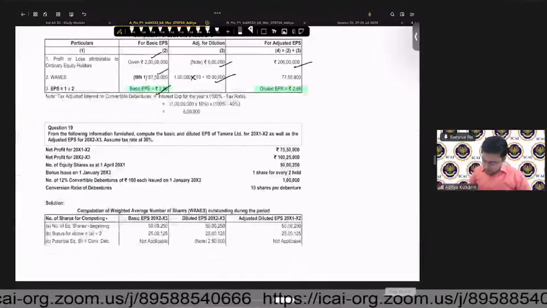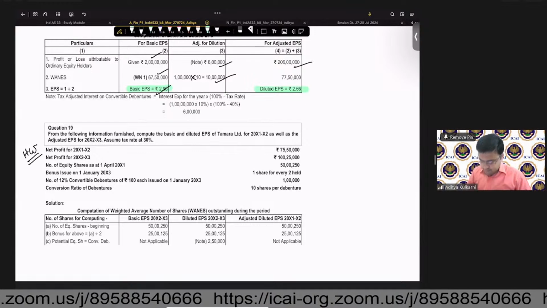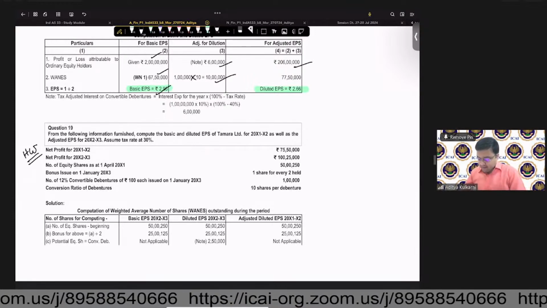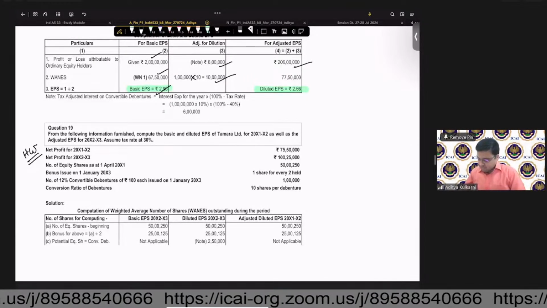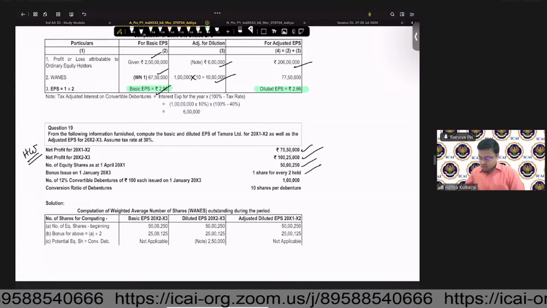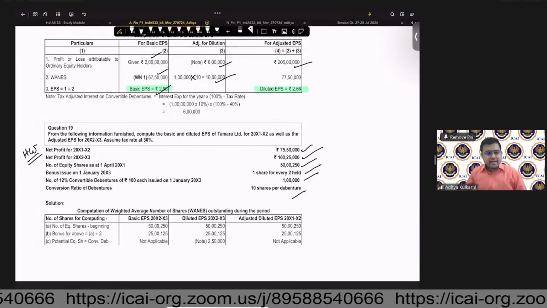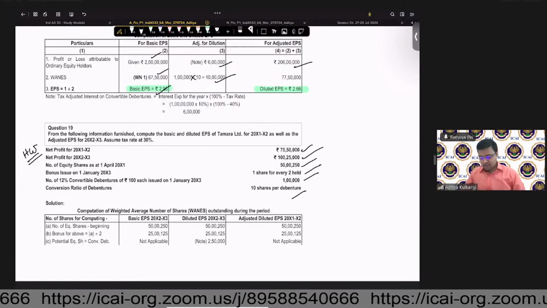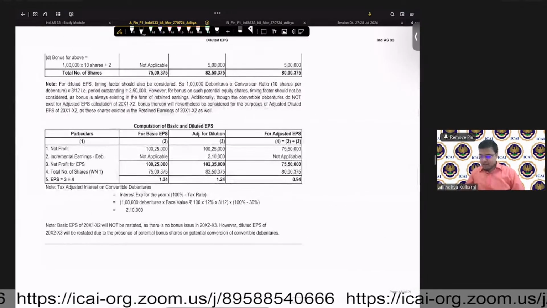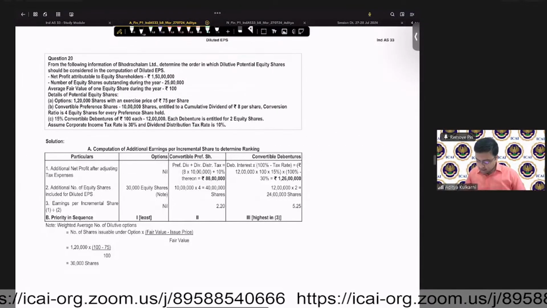So this one you can try out for homework. Question 19. You are having the same thing: net profit for 2 years, number of equity shares, bonus issue, convertible debentures, and conversion ratio. So it's exactly the same. So please try question number 19. All right. Coming to question number 20.